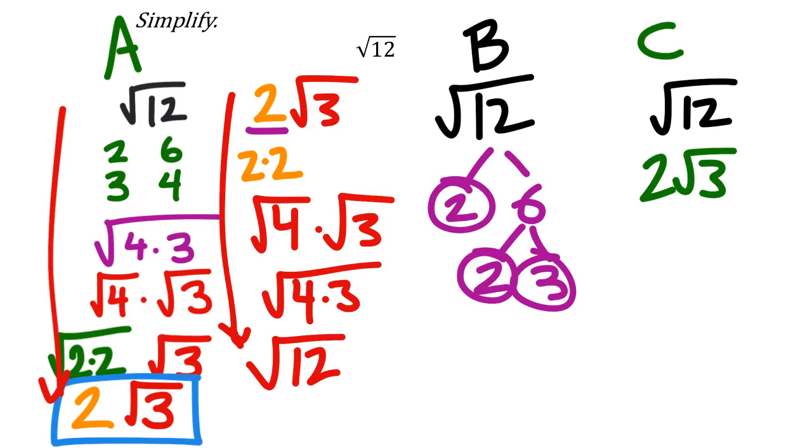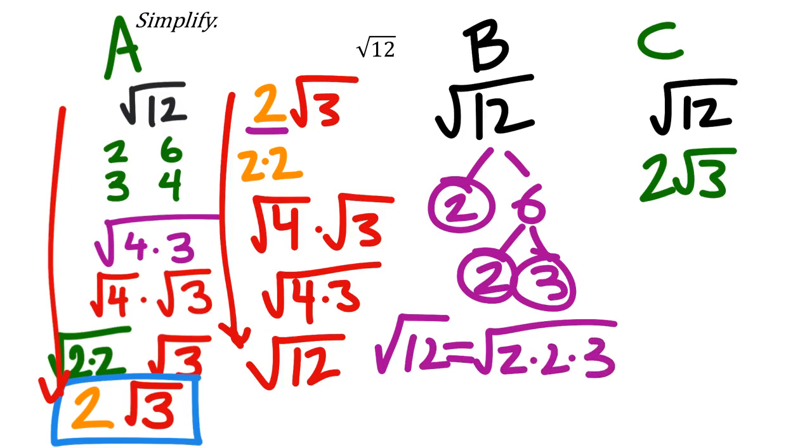So the square root of 12 is really the square root of 2 times 2 times 3. And again, this is all about noticing a pair of values in the square root that are identical, like 2. Well, that's the square root of 2 times 2 times the square root of 3. And the square root of 2 times 2 is 2. So it's 2 times the square root of 3. And then it shows that we get the same answer.